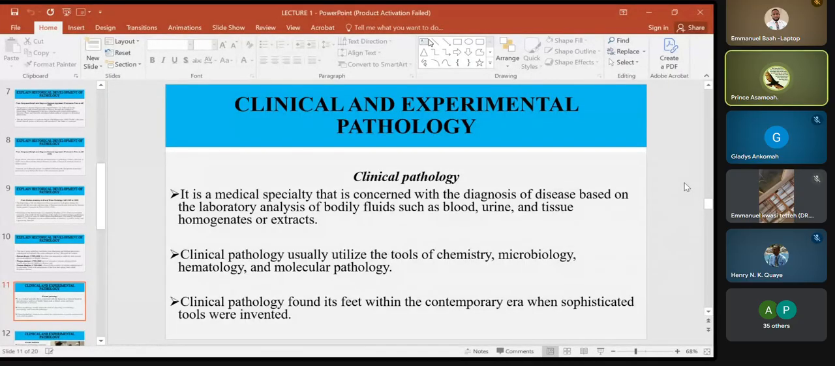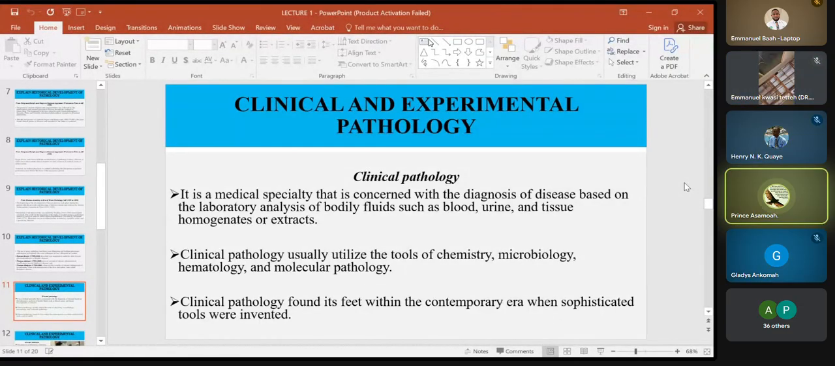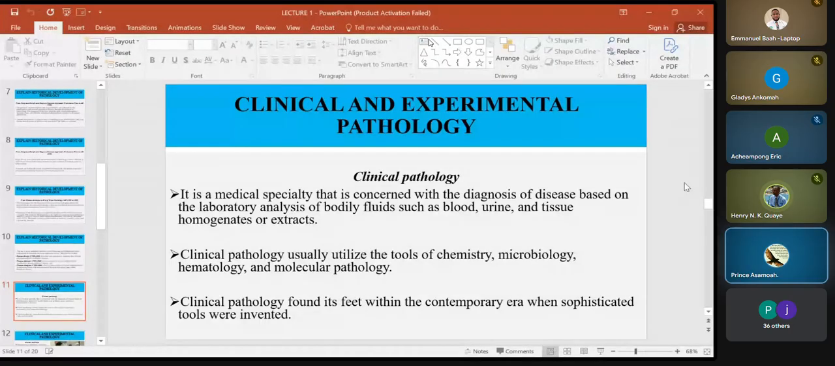Okay, now let's look at clinical and experimental pathology. I don't know if at this point there's any question for me before I continue. All right. So we are going to look at pathology, clinical and experimental. But let's first look at clinical pathology, because that is what you and me, our interest is.